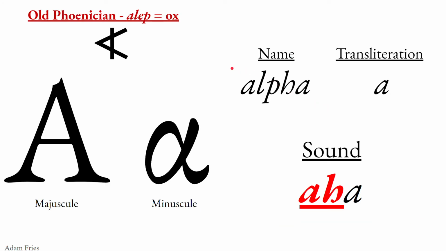Let's go through them one at a time, relating them back to the Old Phoenician. Once again, the Old Phoenician alep, the ox, there's our old friend the ox with the distinguishing horns right there. And of course, once you flip the letter the way that we know it, it looks very similar. So the majuscule A, minuscule alpha. Its transliteration is of course A, and its sound is A.